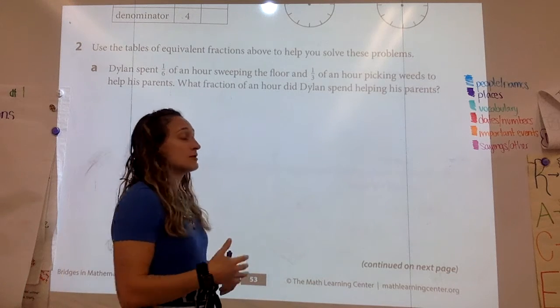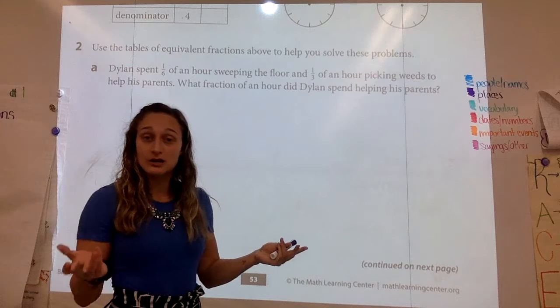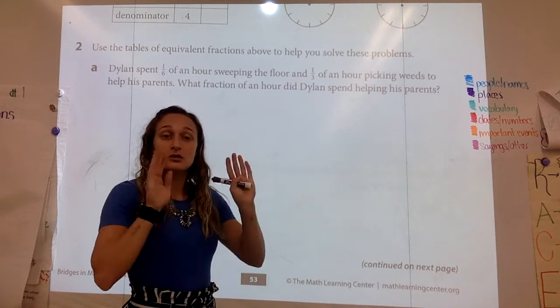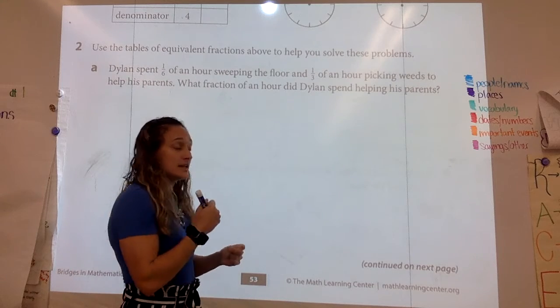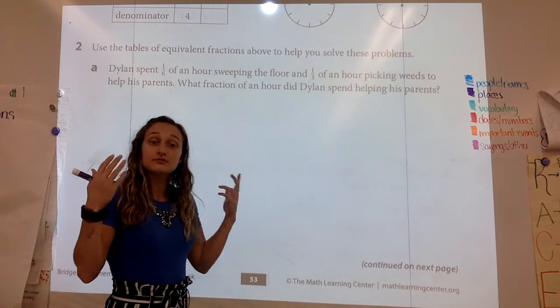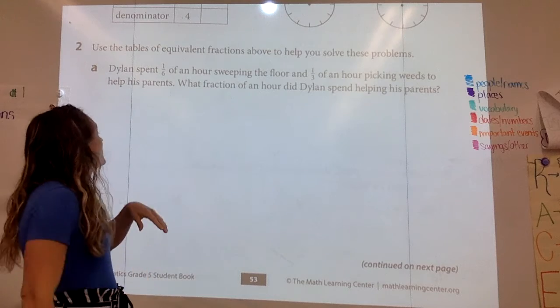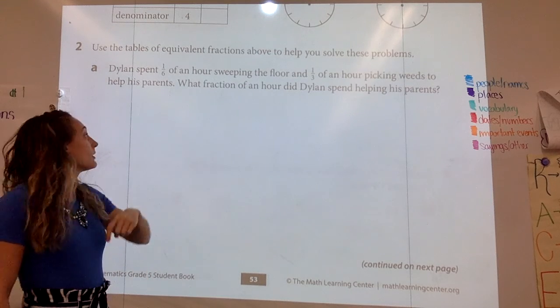So yes, that means these are either going to be addition or subtraction problems, where you need to make sure your denominators, or your socks, match, okay? And you'll need to find an equivalent fraction to do that. Now, we have our first word problem here.